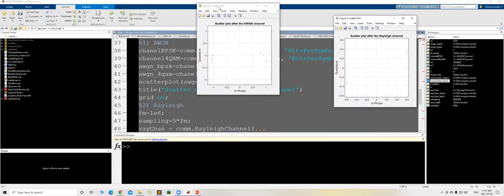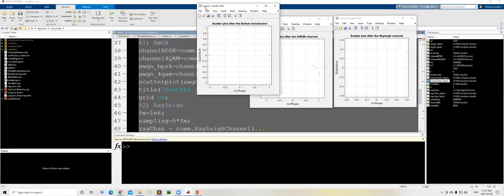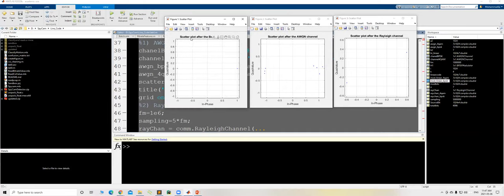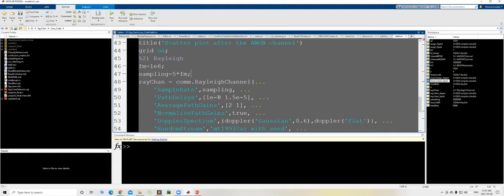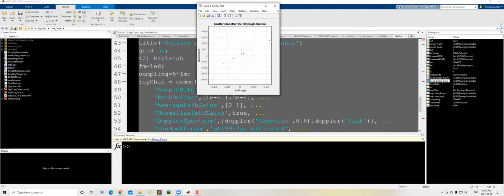This is the Rayleigh one. So this one is the before transmission. This one is after the AWGN channel. And this one is the rotation that has happened with respect to the x-axis after the Rayleigh channel. So you can change this rotation by changing the parameters here. For example, if I say one of the rays is 1E8 and the delay of the other is 1E4, then you will have something very different.